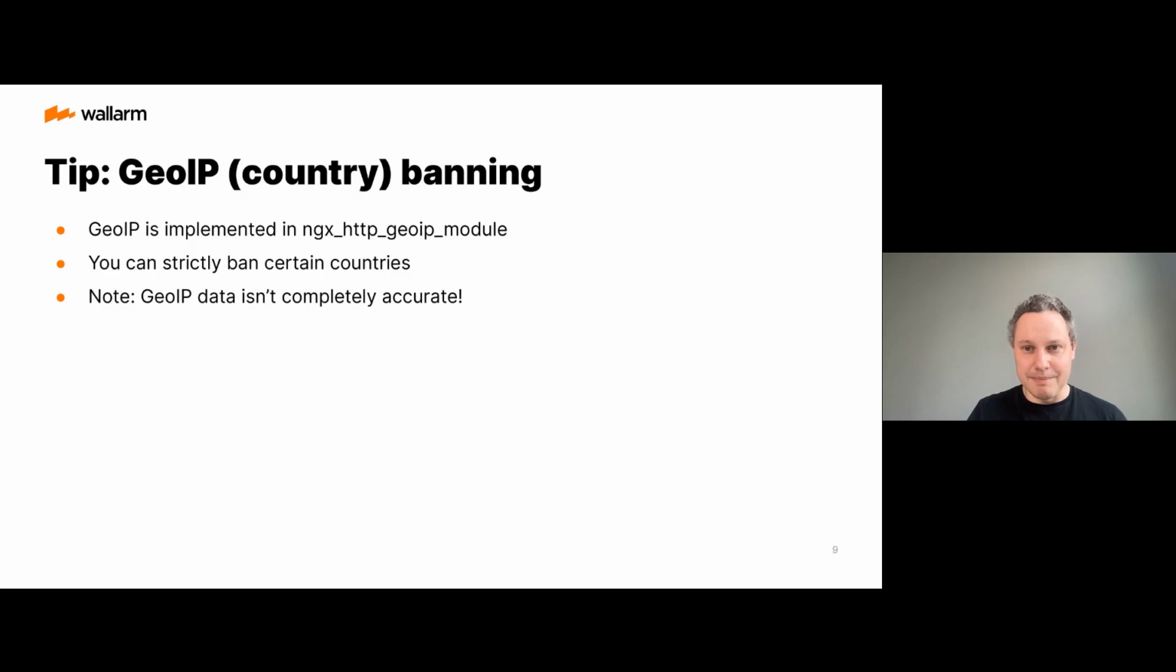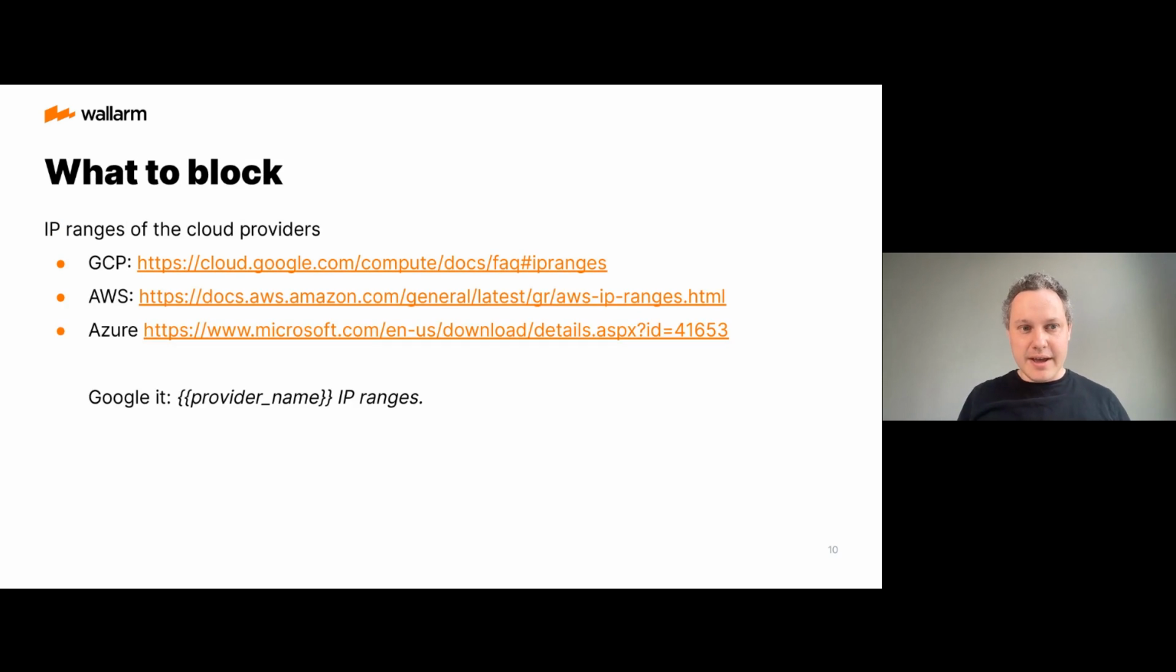So you can block the different kinds of geographies. As I've said, for Nginx, for instance, you have this HTTP GeoIP module. Be aware that GeoIP data is not completely accurate. You will have a lot of issues with that.